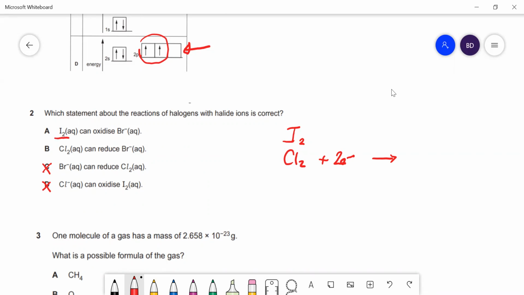Now, iodine cannot oxidize the bromide ion, of course, because if you look at the reactivity, you've got fluorine, chlorine, bromine, and iodine. They get less reactive as you go down the group. So chlorine can oxidize the bromide ions because chlorine has quite a strong affinity for electrons and removes the electrons from the bromides. Iodine can't do that because it's not as reactive.